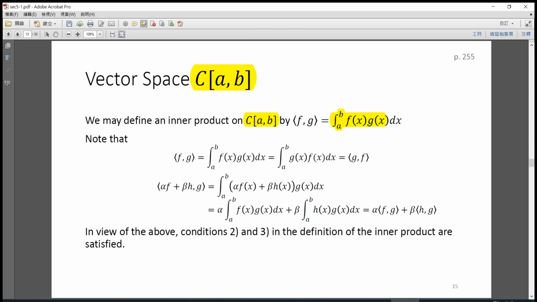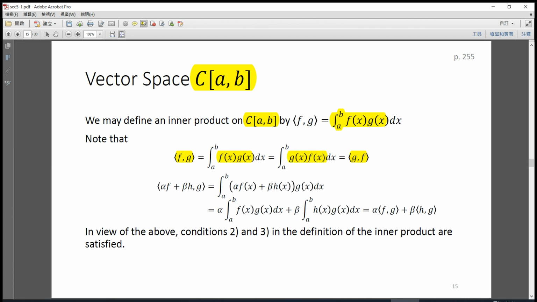First, we verify that this operation is commutative. That is, the result does not change if the order of f and g is changed. This operation is commutative because f of x times g of x equals g of x times f of x.